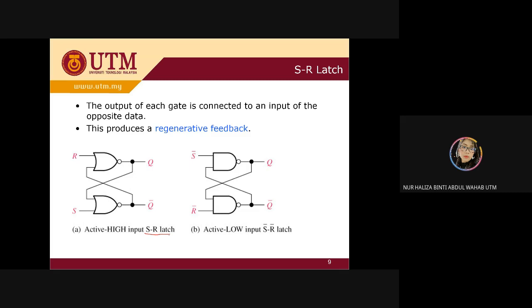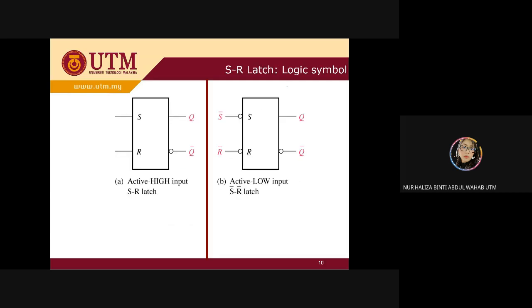About the SR latch, we have active high and active low. What is the difference? The big difference you can see here: there is a bar and there is no bar. In the block diagram you can see the bubble here. Sometimes the equation does not mention active low, but when you look at the logic symbols in the picture, you already know, okay, this is active low.